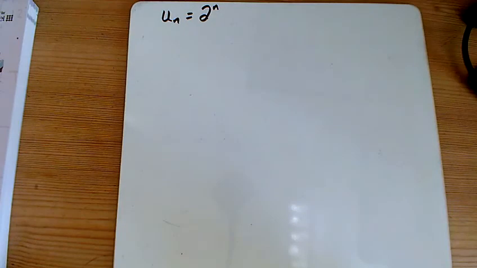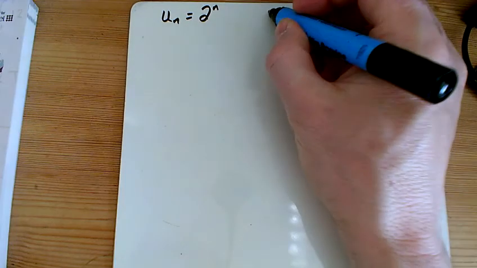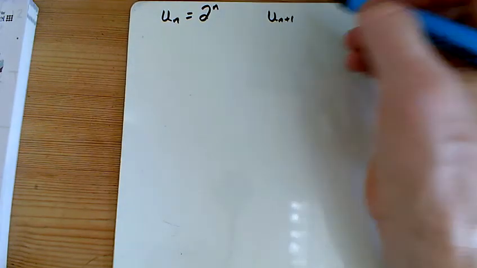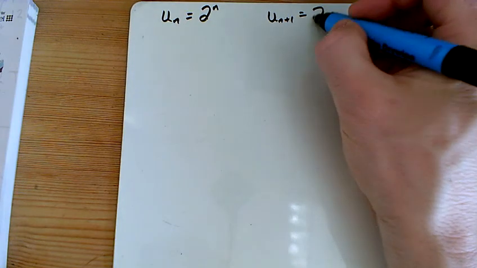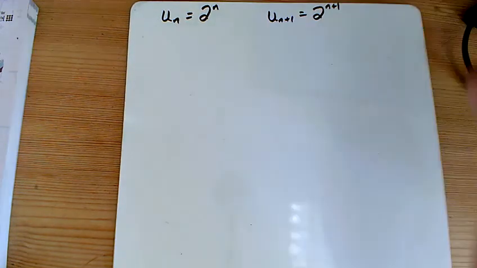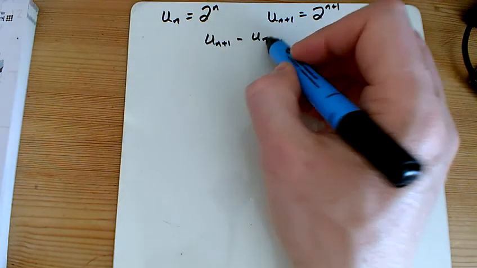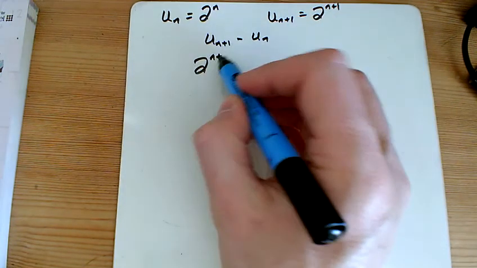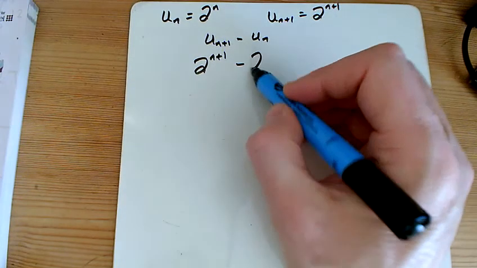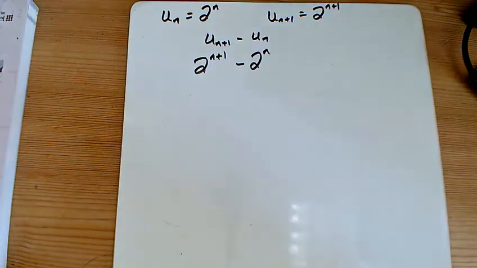Interesting little sequences question for number 8. We've been given that un is 2 to the power of n, and in the first part we're doing something with un plus 1, so clearly that's just 2 to the n plus 1. And the question asks us to take these two things away, so 2 to the n plus 1 take away 2 to the power of n.